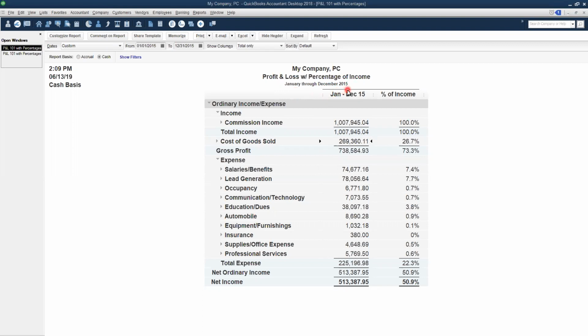Be cognizant of this date because I don't want you to pick up this financial statement and go, wow, we had a great January, we made $500,000. No, that's not the case. We're looking at 12 months worth of data.